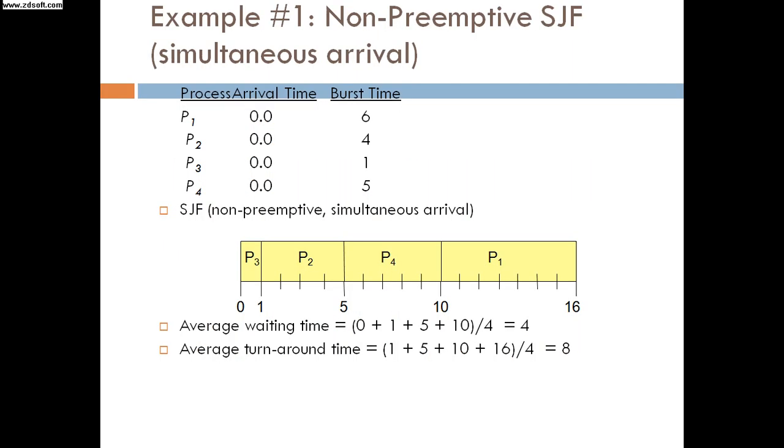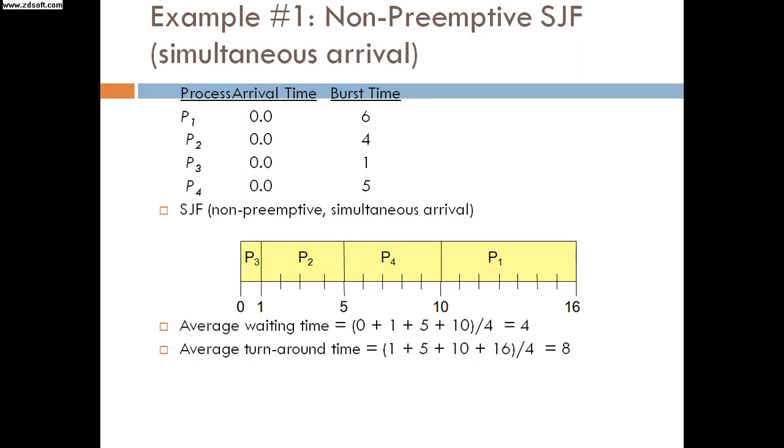We shall discuss a simple example of non-preemptive SJF. All these four processes arrive at the same time, and these are the corresponding burst times. Here we'll be discussing the non-preemptive shortest job first algorithm. Based on this, we have drawn the Gantt chart. Among the four processes, P3 has the lowest CPU burst time, so that will be allocated first, and for 1 millisecond it will get executed by the CPU.